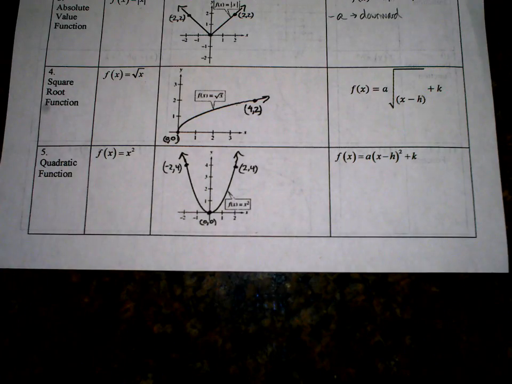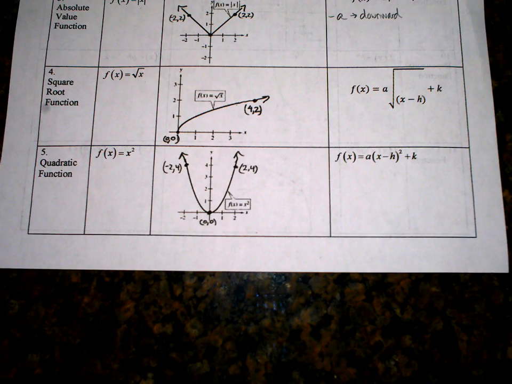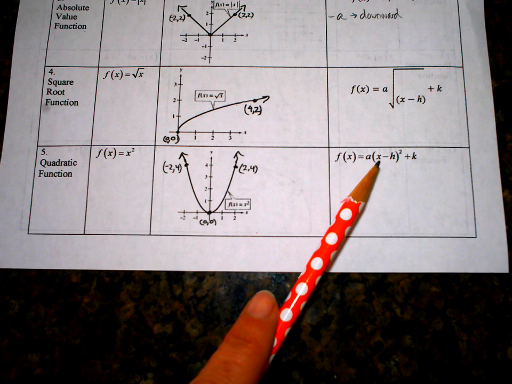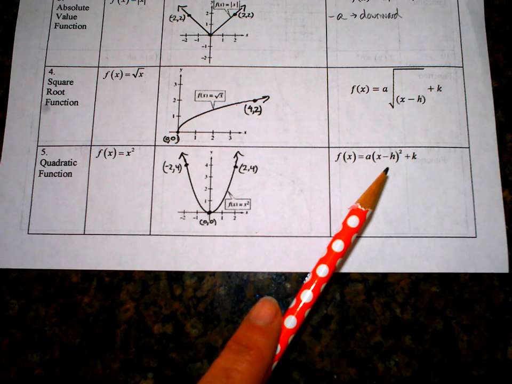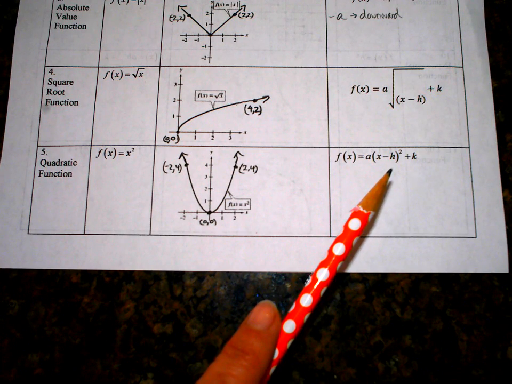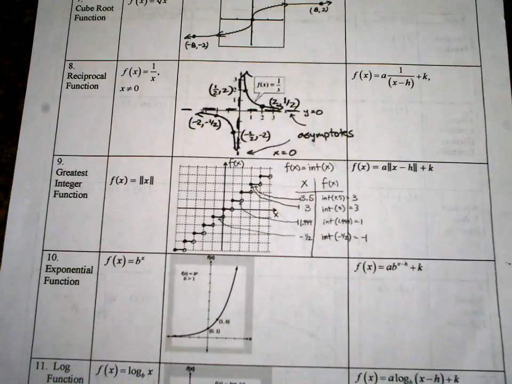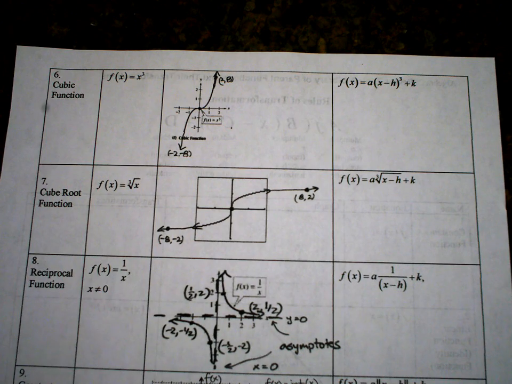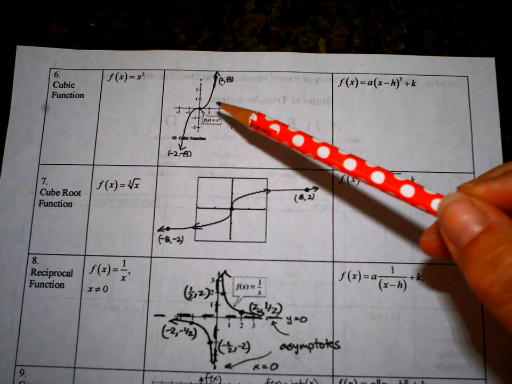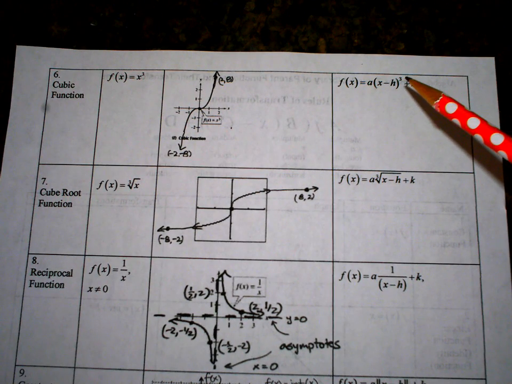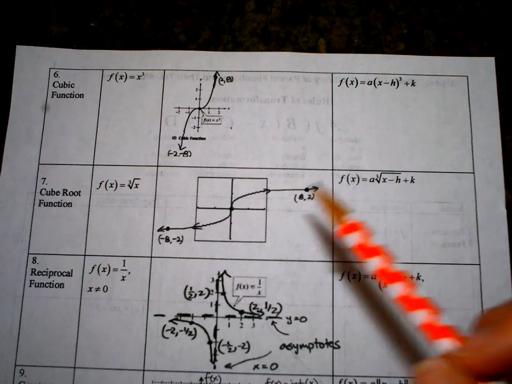Number 5, quadratic, x squared. Easy, basic. Okay, and this is the formula you've seen more often than anything in the past year, and even in Algebra 1. Okay, going to the back side. Cubic, to the third power. Same thing, not squared, to the third power, and then it would shift left or right, up or down, things like that. Okay?